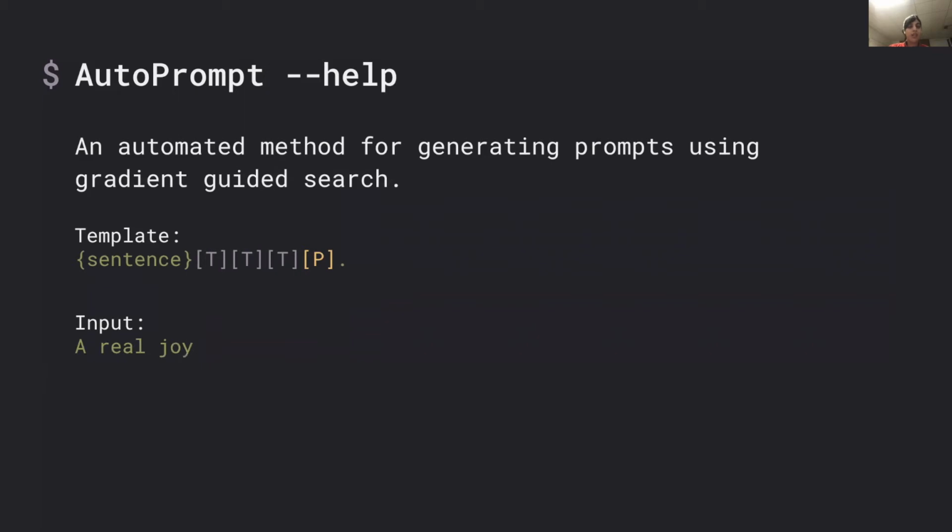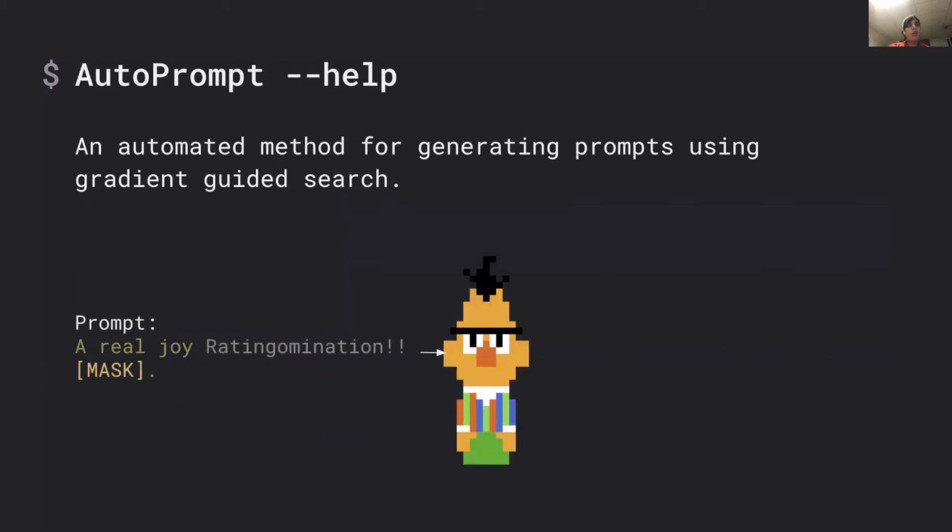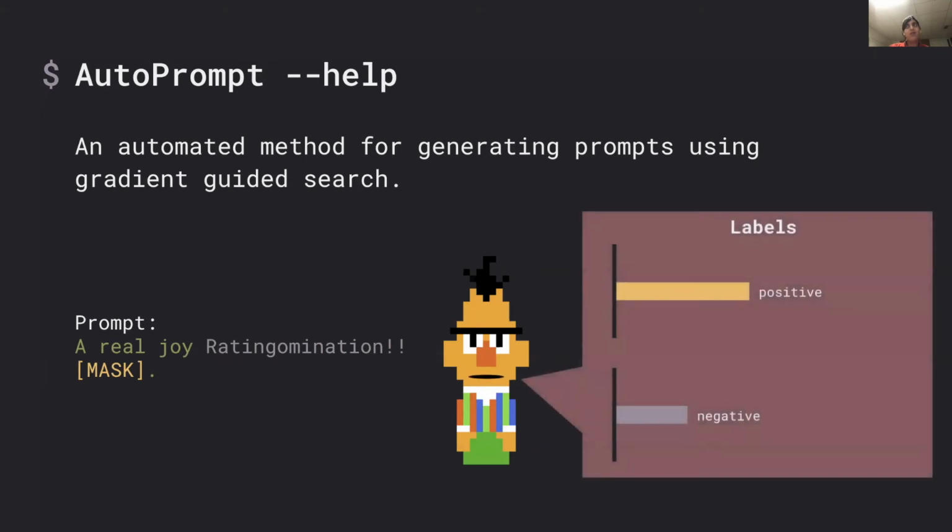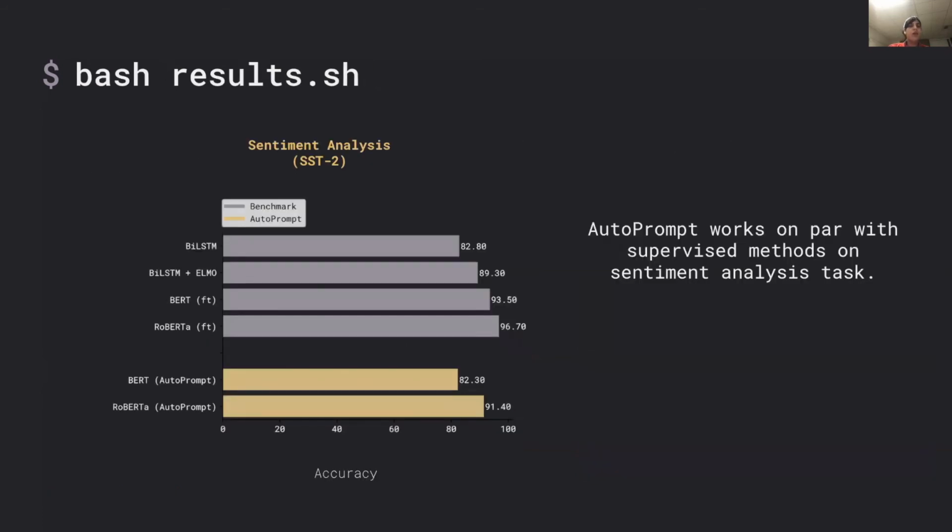With the template, the model can take any inputs and combine them with the trigger tokens to create the prompts. The prompt is fed into the language model to predict the labels, in this case for sentiment analysis. We learn trigger tokens based on the work on universal adversarial triggers. So let's see some results on the sentiment analysis task.